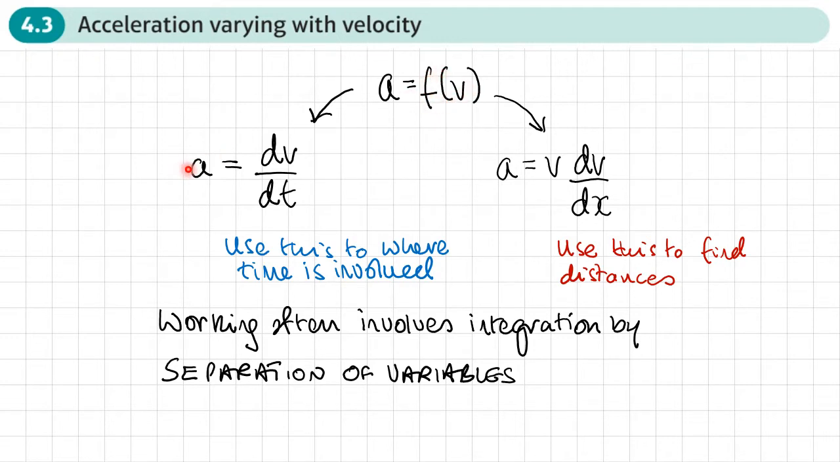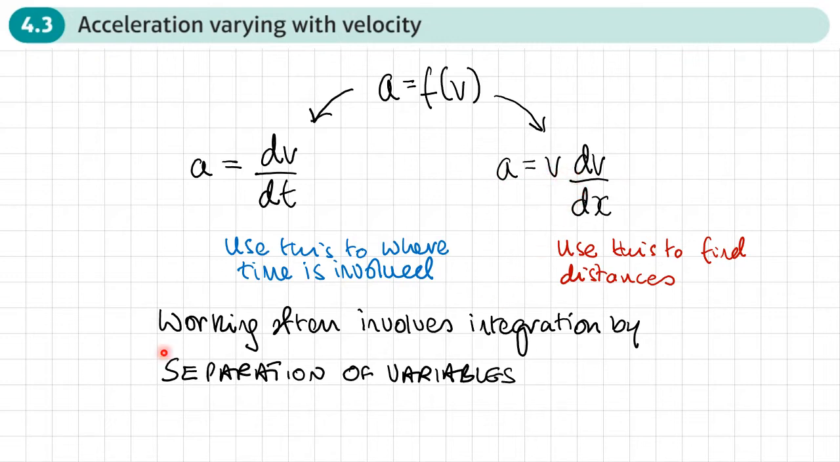Now we can use a equals dv/dt, and we use this form here when we have a question where time is involved. And when we want to find distances, we'll use the form a equals v dv/dx.